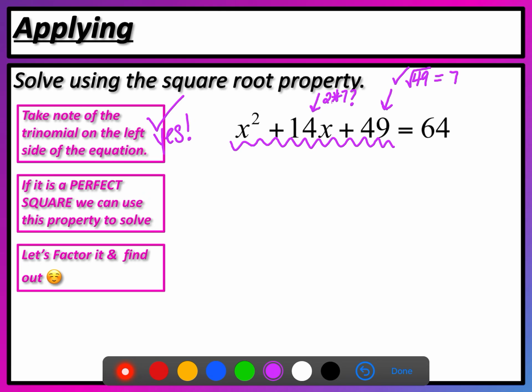So how do I factor this into squared form now? We want to go into squared form. And what does that look like? Remember, it's x plus or minus. So in this case, it's going to be a plus because this is plus. X plus a number, and then that whole thing is squared.